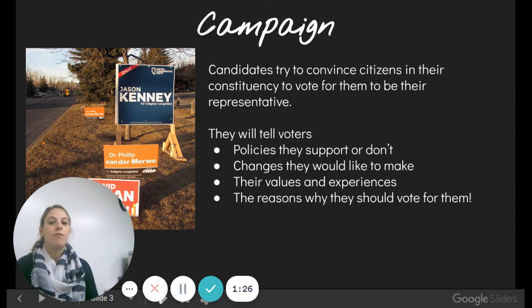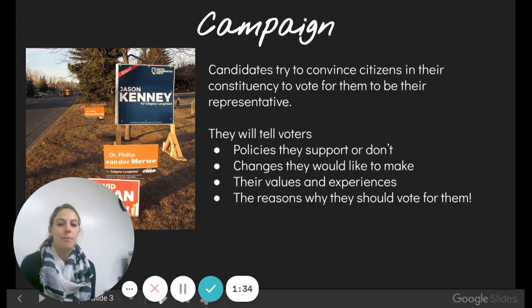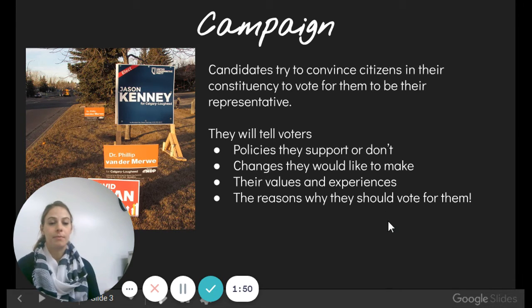So candidates try to convince citizens in their constituency to vote for them to be the representative. They'll tell voters policies they support or policies they don't support, changes they'd like to make, their values and experiences. Often people who run to be a member of Legislative Assembly have had a career prior, and so they'll highlight how that career or their experiences would make them a qualified candidate. And ultimately, they're telling voters the reasons why they should vote for them.